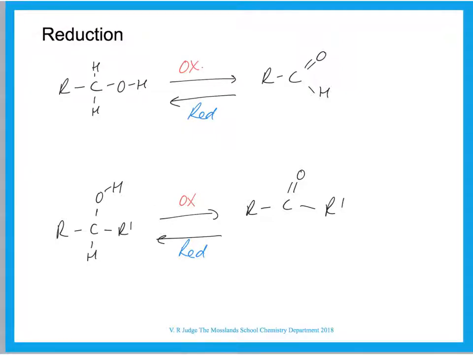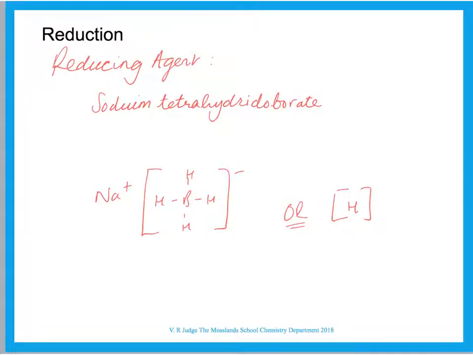And you now know of 3 different oxidizing agents you can use to turn the alcohols into the aldehydes and ketones. So you've got your Fehling's reagent, your Tollens' reagent, and your acidified potassium dichromate. So you'll also need to know of a reducing agent that will take this reaction back the other way. The reducing agent that you need to know about has a pretty horrible name, sodium tetrahydridoborate. It's also known as sodium borohydride.